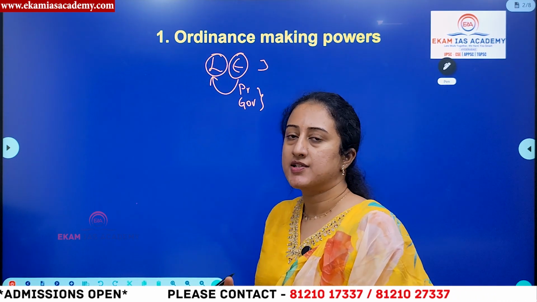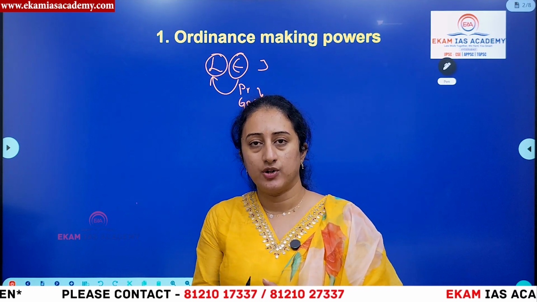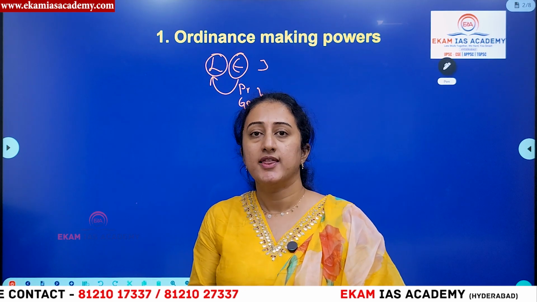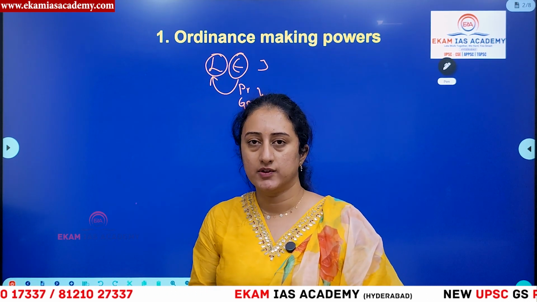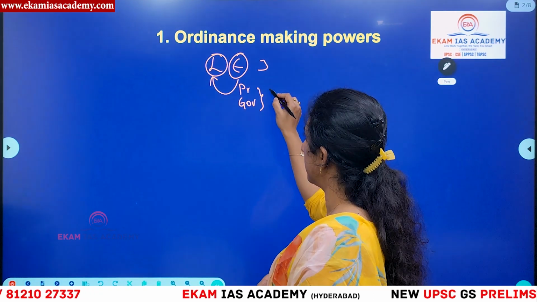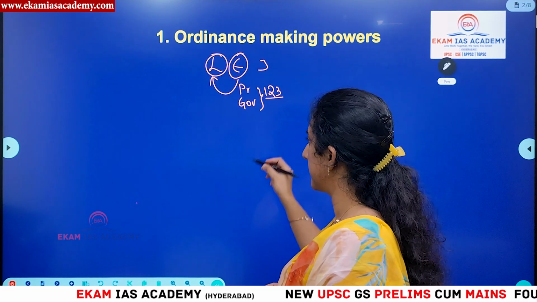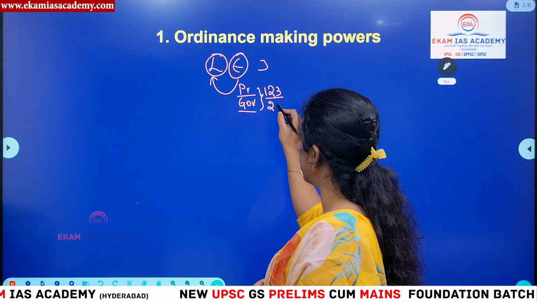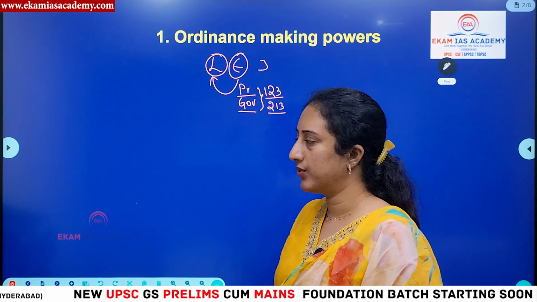That means when the legislature, that is either the Lok Sabha or Rajya Sabha, is not in session, either one of them or both houses, then the Constitution empowers the President of India and the Governor to enact ordinances. According to the Constitution, Article 123 talks about the ordinance-making powers of the President of India, and governors make ordinances under Article 213. So first, this is what you have to understand.